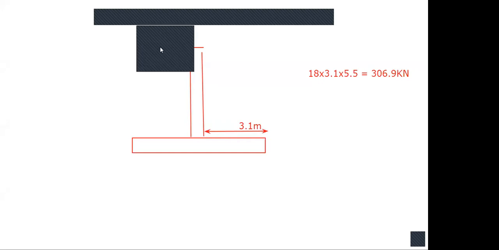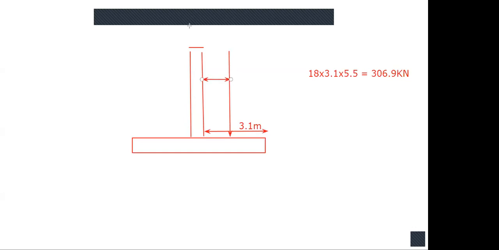So to convert to a point load, it's going to be acting at the center of this heel, which is going to be 1.15. 1.55 rather. You shall correct 1.55. So I hope this is clear.